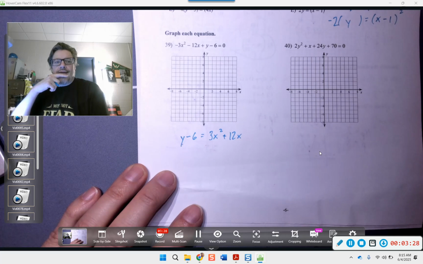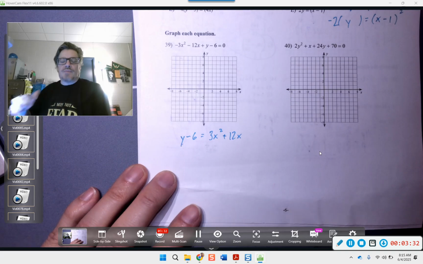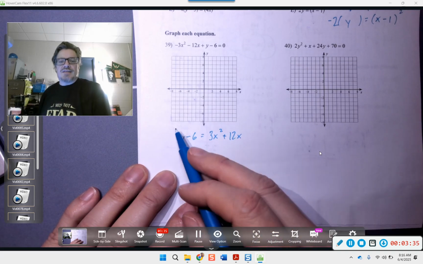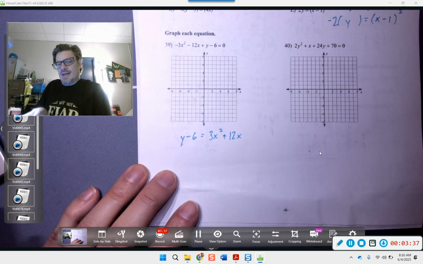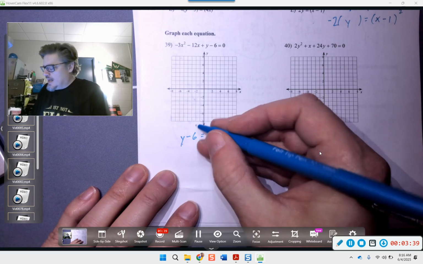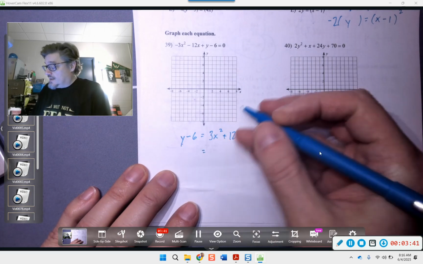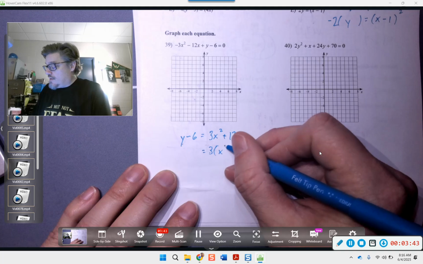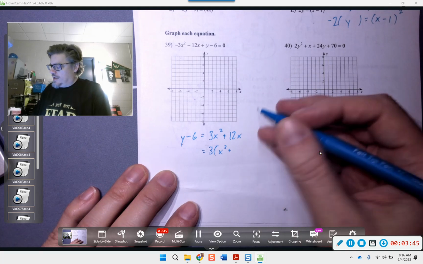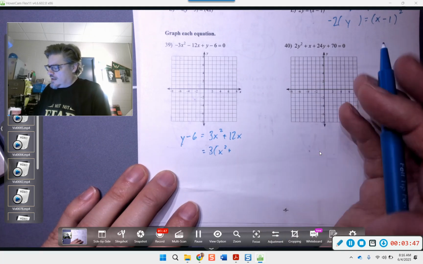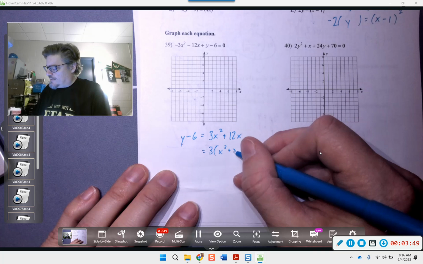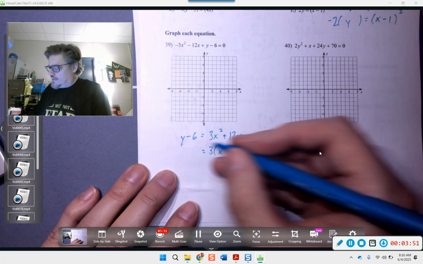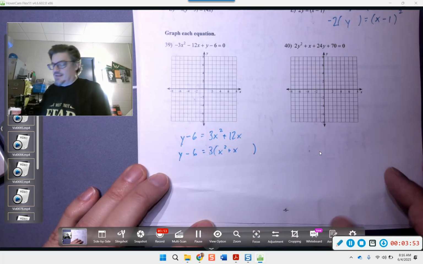Now let's think about this. We need this to be in parentheses. This one's already in parentheses, although I think the negative 6 might change. We'll see. Let's take out a 3. X squared plus, you know what? Take out a 3. Yeah, we want to take out a 3. Right there. And then y minus 6. So yes, that minus 6 is going to change.